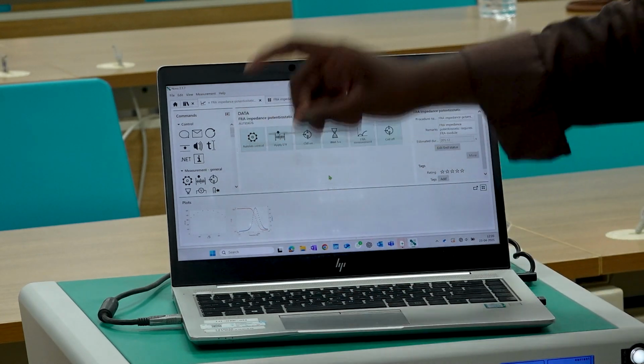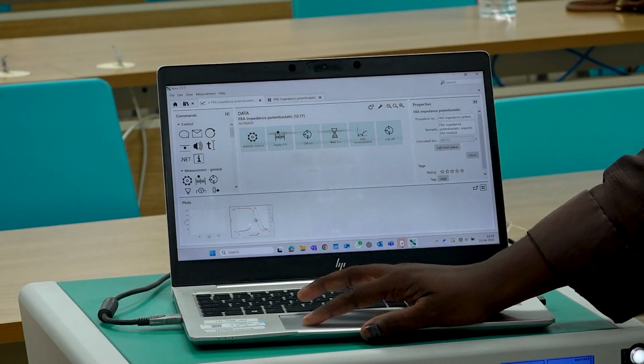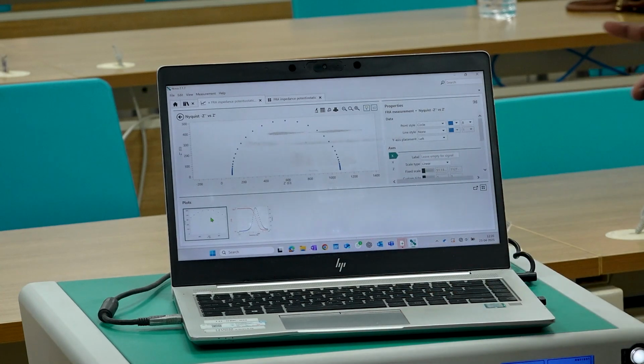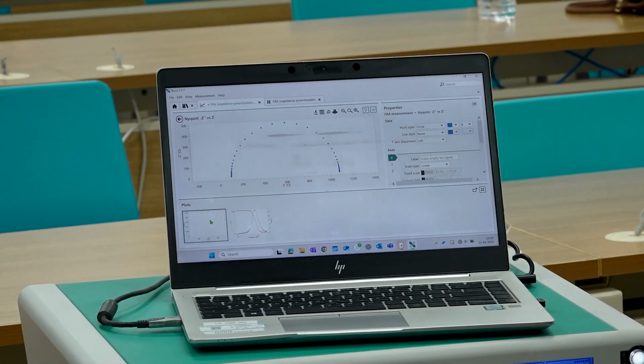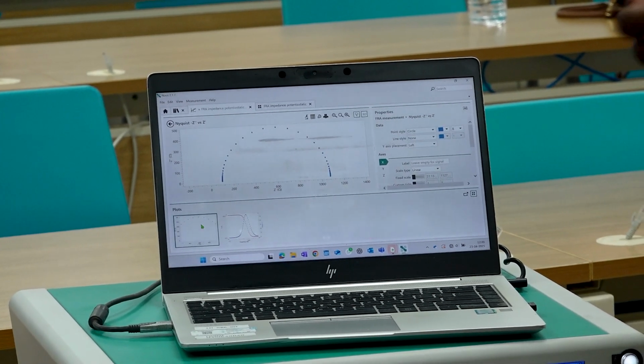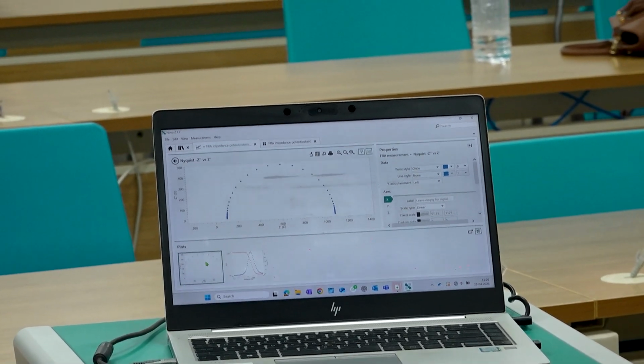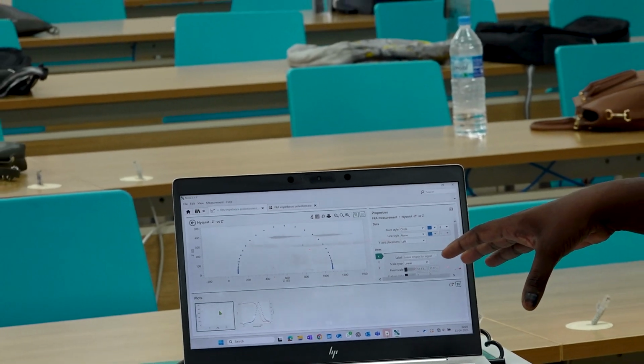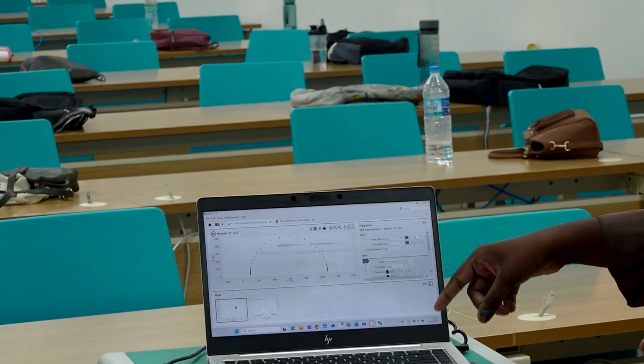Now that loading symbol has gone, so it is completed. This is the graph. This is the typical impedance graph. In this we have internal resistance, charge transfer, double layer. Is Warburg there or not? If anyone already has experience with EIS, they can tell whether Warburg is present or not.